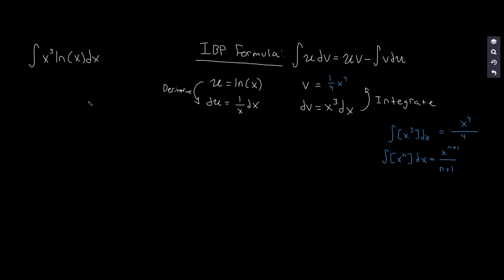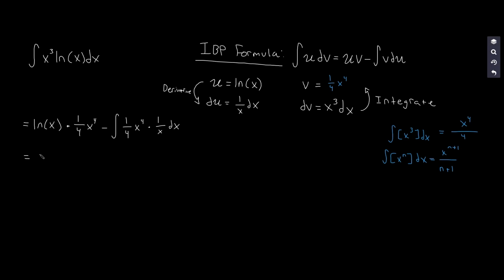So I have u, I have v, I have du, and I have dv. So now I can set up this part of the formula. Well, u is the natural logarithm of x. So I'm going to do u times v. V is 1/4 times x raised to the fourth power. Now I'm going to subtract the indefinite integral of v. Well, v is 1 over 4 times x raised to the fourth, and du is 1 over x integrated with respect to x.